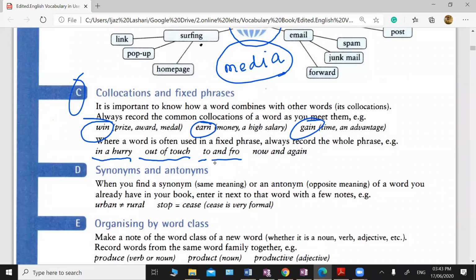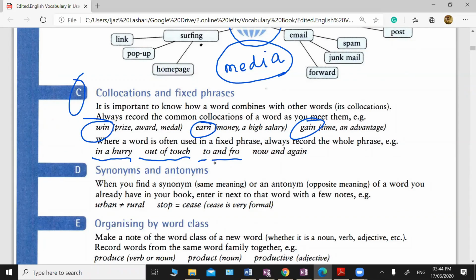Now you see, in this way you develop your notebook, your vocab journal. And when you have so many words, you feel that you are rich. You have plenty of words to speak and plenty of words to write, and you are never short of vocabulary. You have a variety of words. Instead of using just one word again and again, you can use different words.